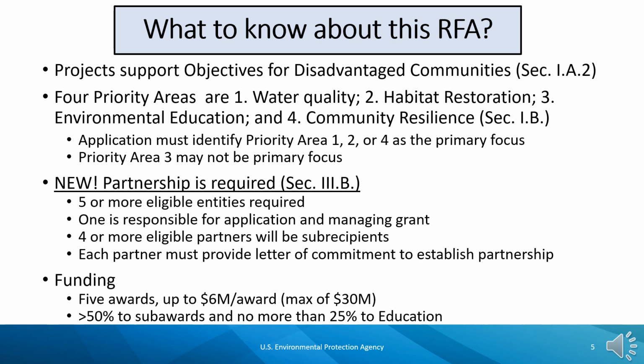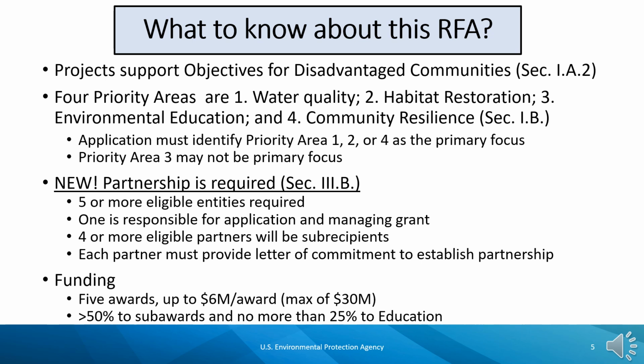What's new in this RFA? It's the requirement for the applicant to establish a partnership prior to applying. The partnership must consist of the applicant, who is responsible for applying and managing the grant, and at least 4 additional partners who will be subrecipients of the applicant. The application must contain a letter of commitment from every partner that establishes the relationship between the applicant and subrecipient. For more information, see Section 3B of the RFA.